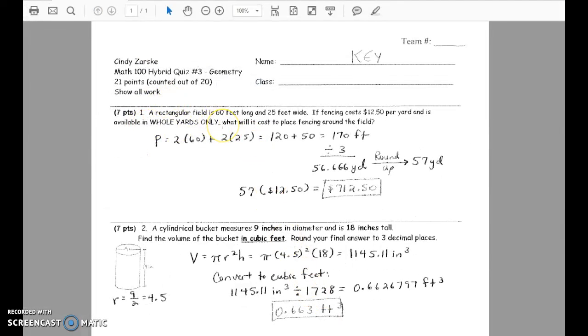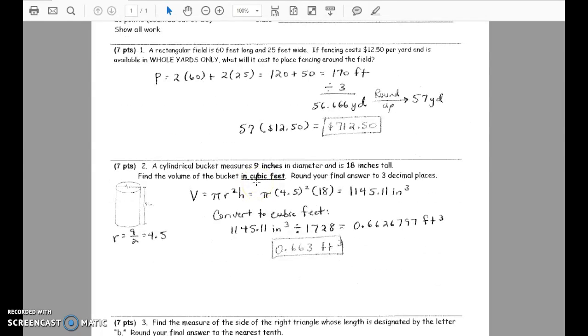Problem number 1 asked about putting fencing around a field. Well, if we're going to go around a shape, that is perimeter. Many of you used the area formula instead. That would be the right formula if we were finding something about the interior of the field, like planting grass, but for fencing, we need the perimeter. Be sure to ask yourself what type of formula you need.